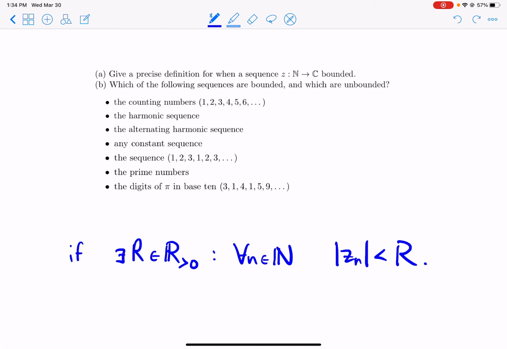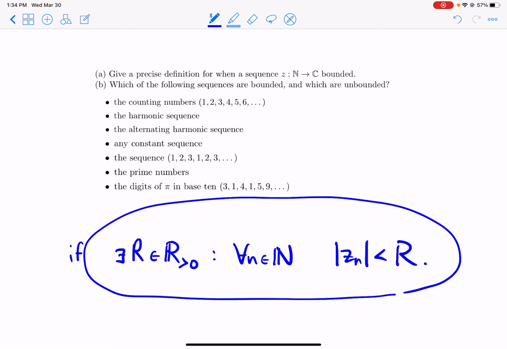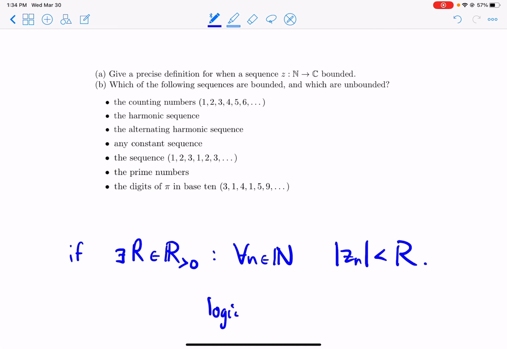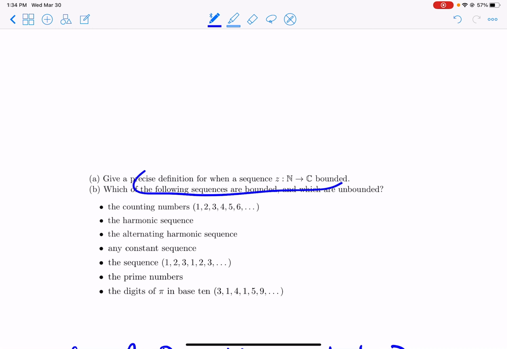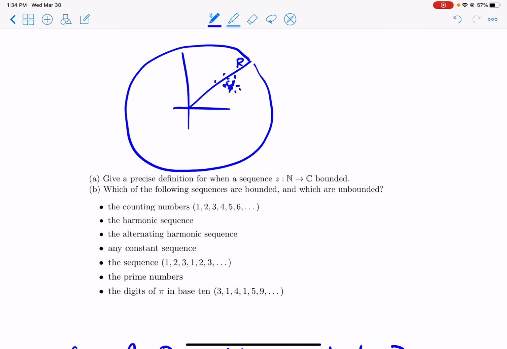And now, you want to understand it. In fact, you'll probably have to think of the picture first in order to come up with these logic symbols. So I think, when I see this question, what's the definition of bounded, I actually think of this picture. I have the z sub n's, and I want them all here so that I can find some capital R that is the radius of a ball that contains all the z sub n's. There exists a capital R such that for all the little n's, z sub n is less than capital R.